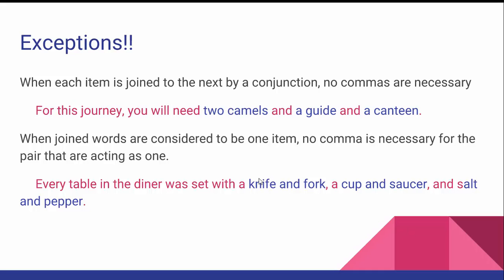Every table in the diner was set with a knife and fork, a cup and saucer, and salt and pepper. So we have groupings here. Knife and fork, they work together as a pair. Cup and saucer works together as a pair. Salt and pepper work together as a pair. So because those 2 items when put together equal a pair, we do not use a comma after the word knife, after the word cup, or after the word salt. Instead, we put the commas after the pairings, so knife and fork. Now we use the comma.